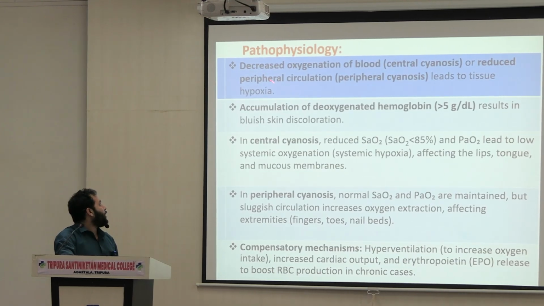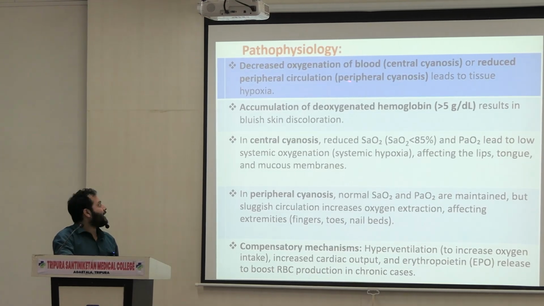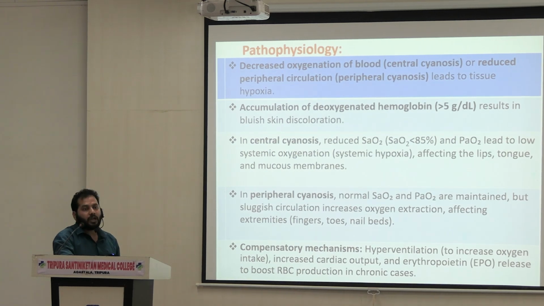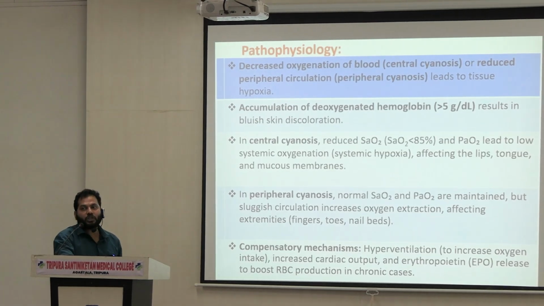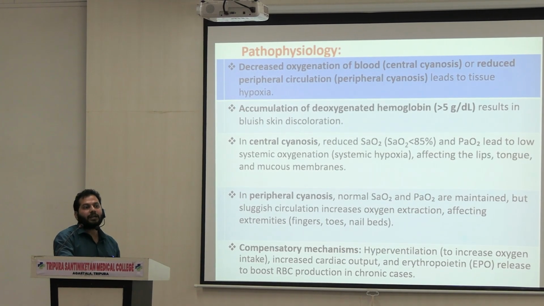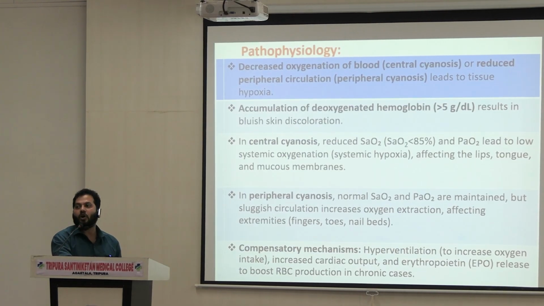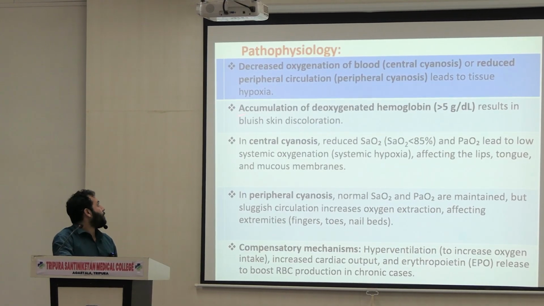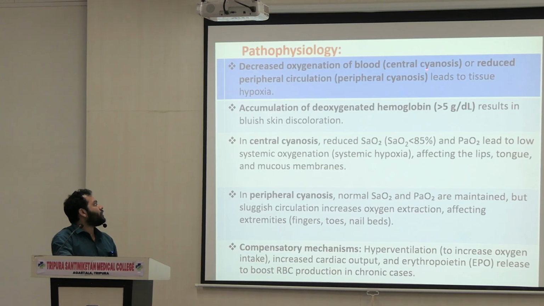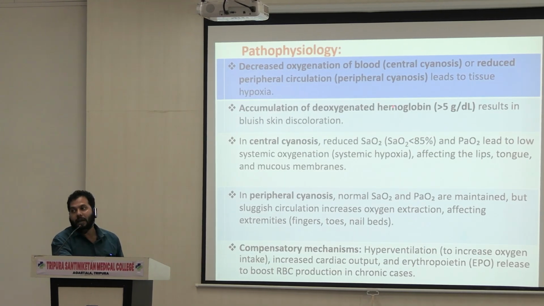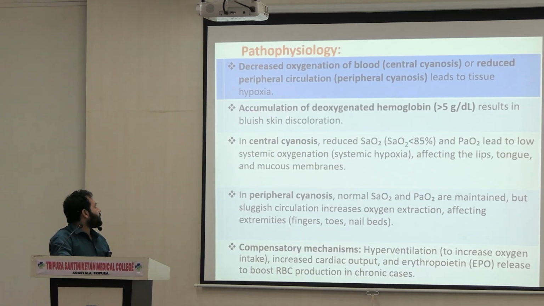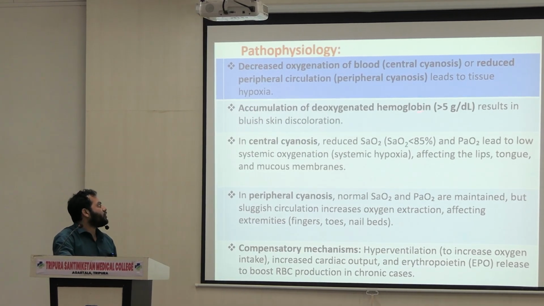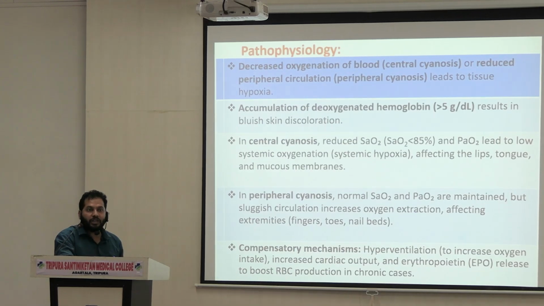Whereas there is a reduced peripheral circulation that is found in peripheral cyanosis. Both cases lead to the development of hypoxia, meaning there is a deprivation or deficiency of oxygen at the tissue level, due to both the central cyanosis as well as the peripheral cyanosis. Now, another important feature is accumulation of deoxygenated hemoglobin, as I have already mentioned.